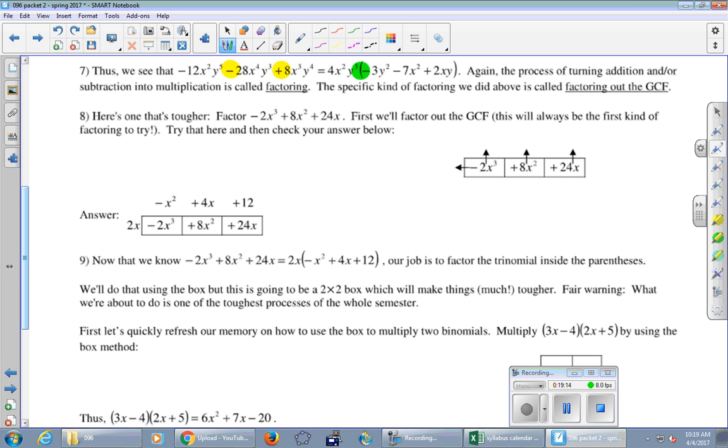What number goes into 2 and 8 and 24? 2. Look at all 3 of the x's. What's the most you can take out that they all have in common? Just a single x. See if you can fill in those 3 blanks up at the top, all 3 arrows. If you're stumped, check in with the neighbor. Are you with us here?